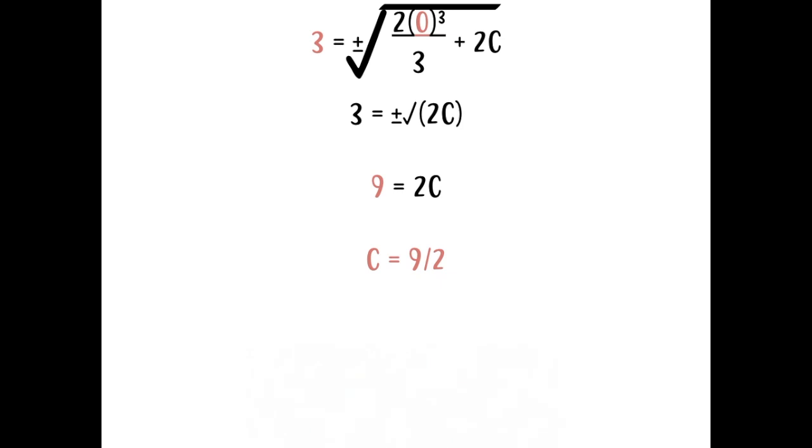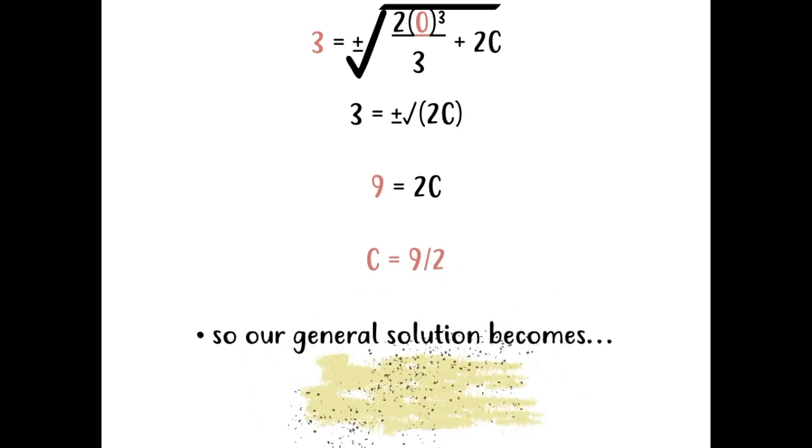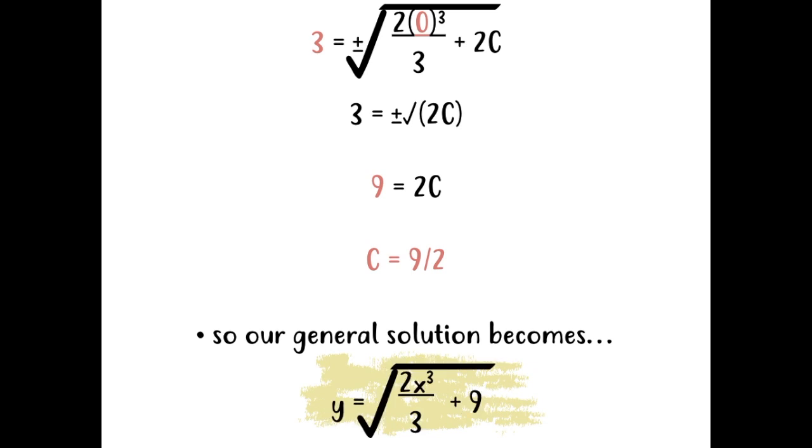So our solution becomes y equals the square root of 2x cubed over 3 plus 9. Notice we got rid of the plus or minus sign in front of the square root, but this indicates that the y value will be positive.